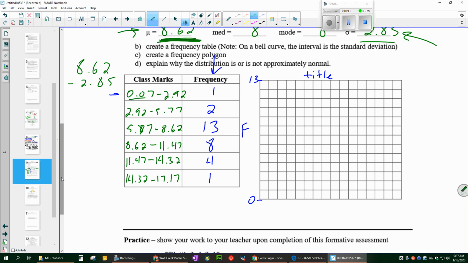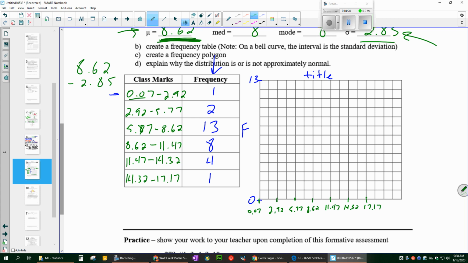And then across the bottom, we've got to make our numbers again. The very first tick there is going to be the 0.07. I'm going to make it every 2 so we can see it. The next one right there is going to be the 2.92, then 5.77, 8.62, 11.47, 14.32, and 17.17.